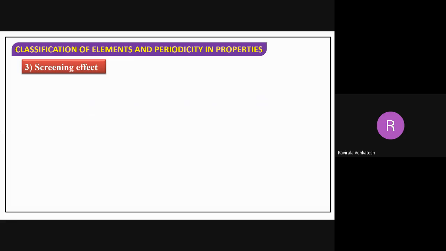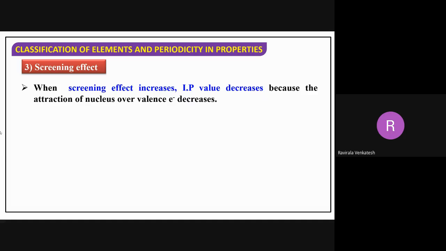Next, the third one. The definition I already told you. Anybody? What is the definition of screening effect? Anybody possible? Yesterday, I think we completed the screening effect. Anybody? What is the definition of screening effect?